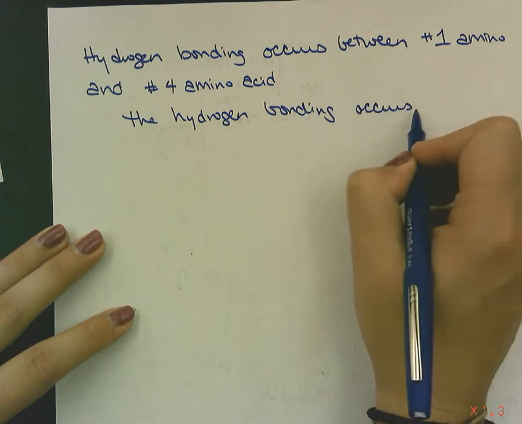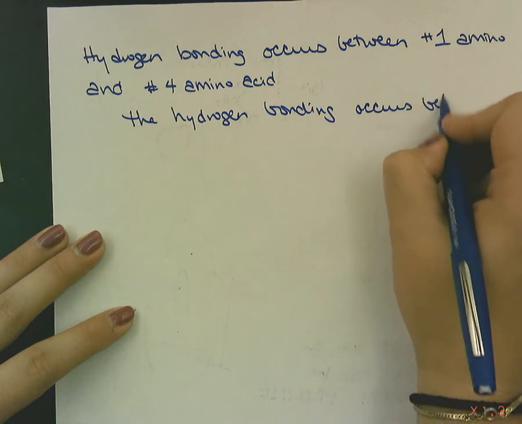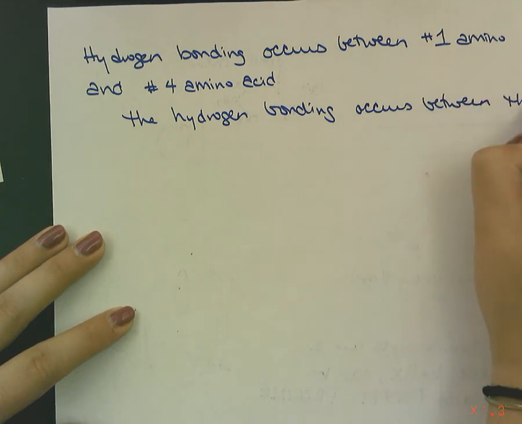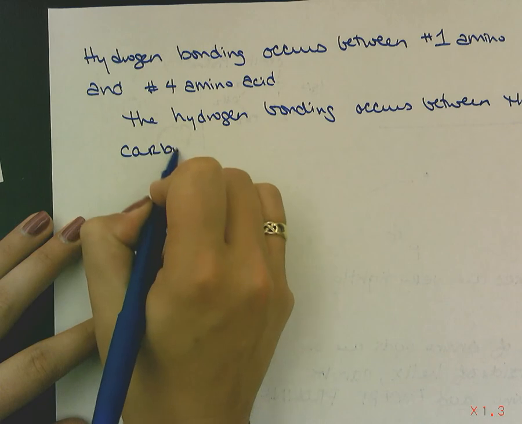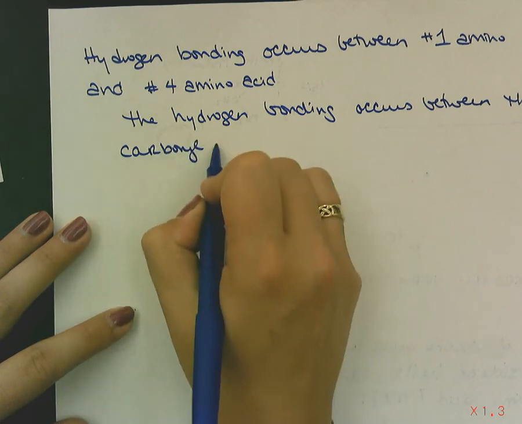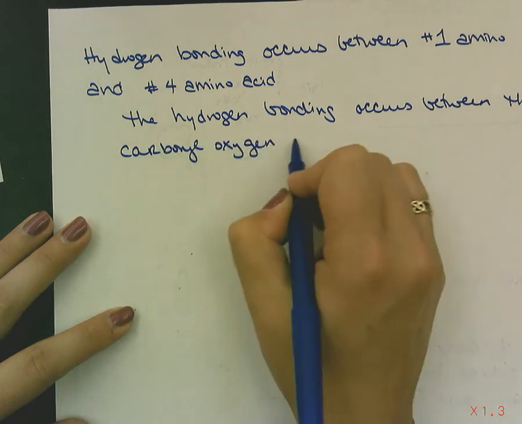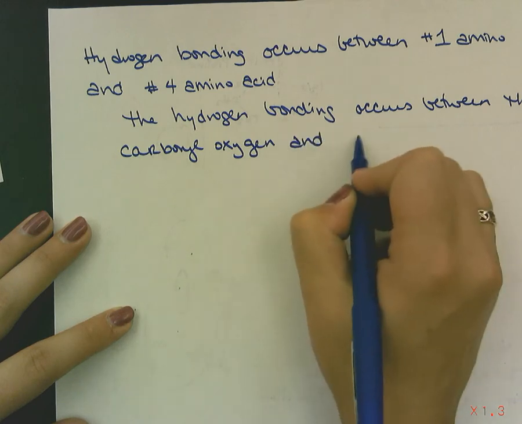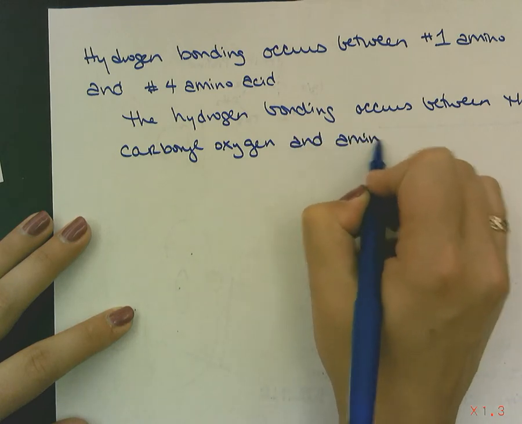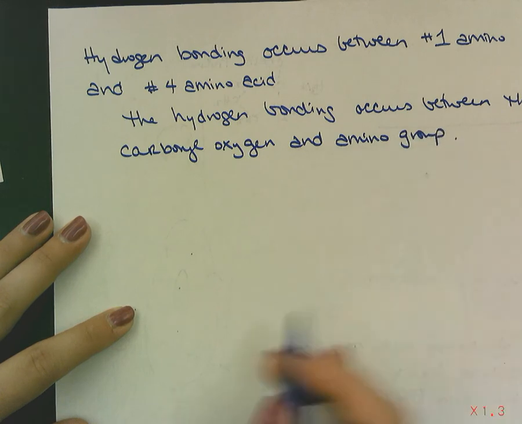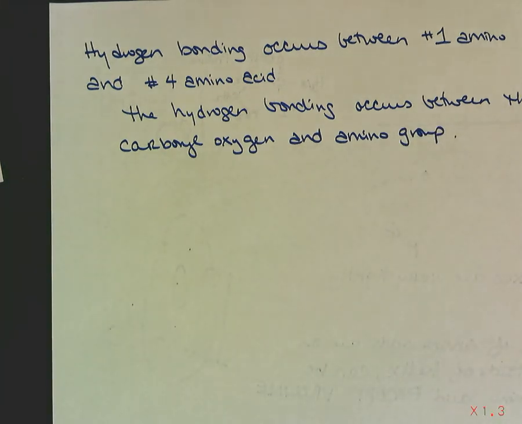Then the hydrogen bonding is going to occur between the carbonyl oxygen and amino group. So if I'm looking at those two different amino acids, one has the carbonyl group pointing up, and the other one has the amino group pointing down, and so the NH is going to interact with that CO that's been double bonded. That's where the hydrogen bonding is going to occur.